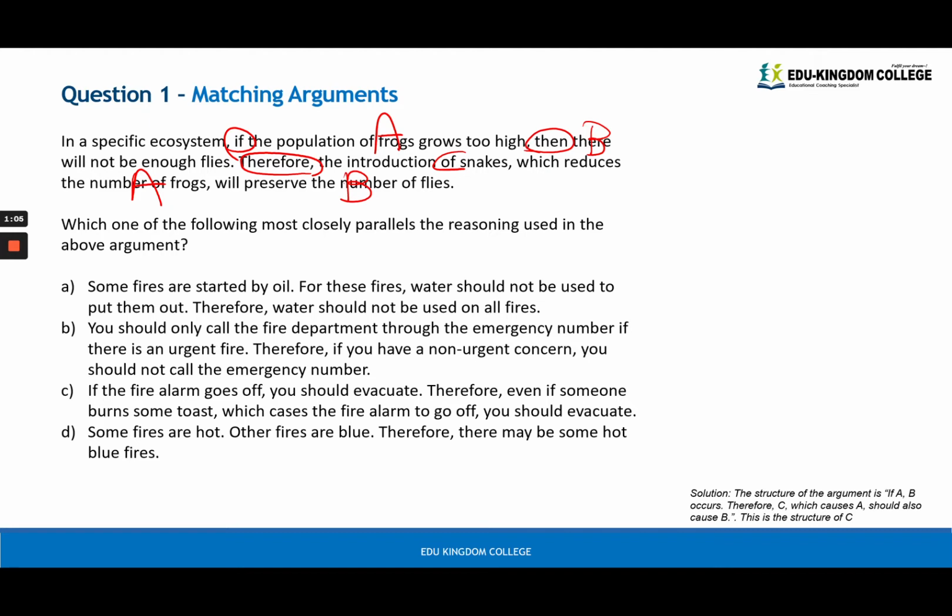That's the structure of C. If the fire alarm goes off, you should evacuate. If A happens, then you should do B. Okay, then is kind of in there, and if is here. Therefore, even if someone burns toast, even if C happens, in which case the fire alarm A will happen, you should B, evacuate. You see the structure is basically there.